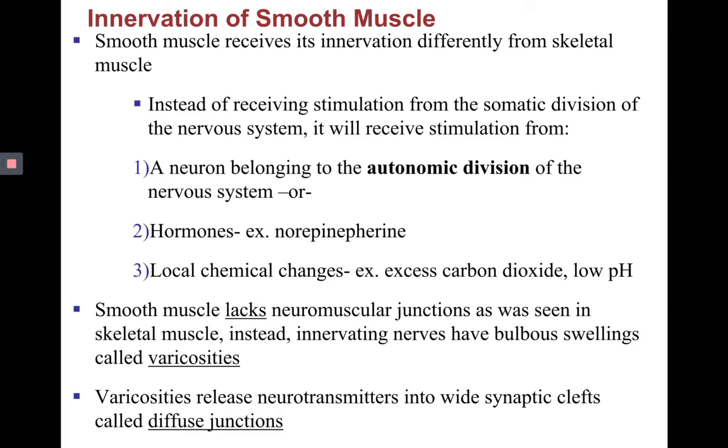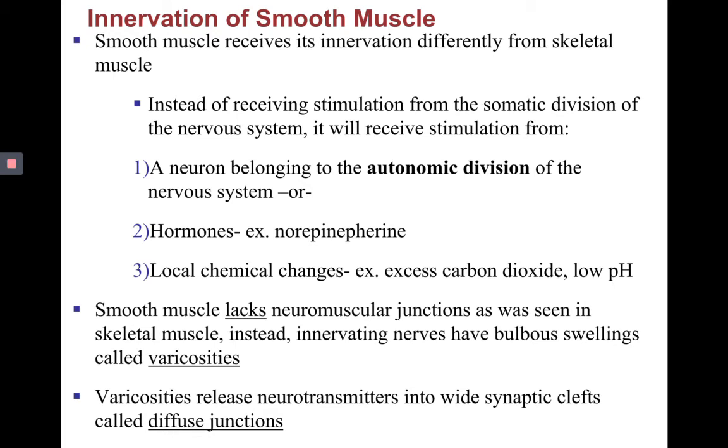Smooth muscle is also innervated, but it receives its innervation from the autonomic division of the nervous system as opposed to the somatic nervous system, which provides the innervation of skeletal muscle. We also know that the hormones that control the contraction of smooth muscle are neurotransmitters like norepinephrine as opposed to acetylcholine. But there's still local chemical changes, things like excess carbon dioxide or low pH that can also cause the contraction of smooth muscle cells. It doesn't have to be norepinephrine.